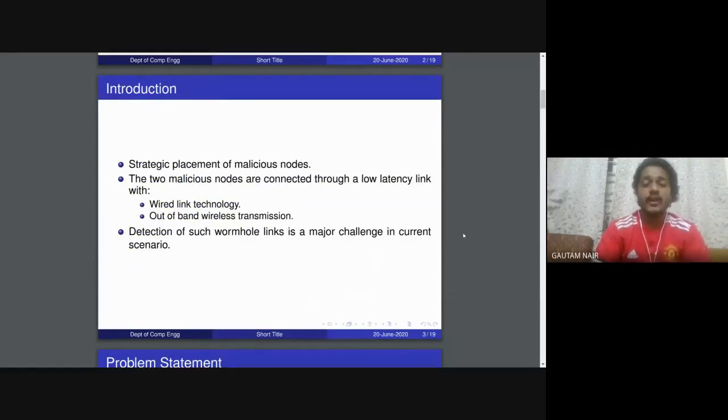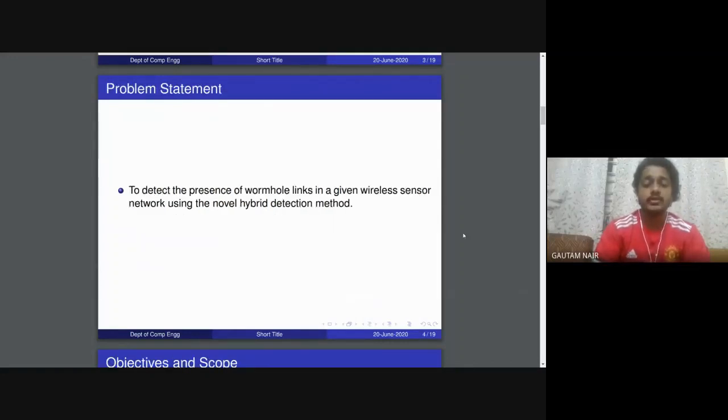Generally, this type of attack is launched by two or more malicious nodes having a private channel called a tunnel between them. Since a wormhole attack creates false entries in the routing table, detection of wormhole links is a major challenge in the current scenario. Hence, we have attempted to detect such wormhole links in wireless sensor networks using a novel hybrid method, which we have named NRIS, Neighbor Ratio Isolation.